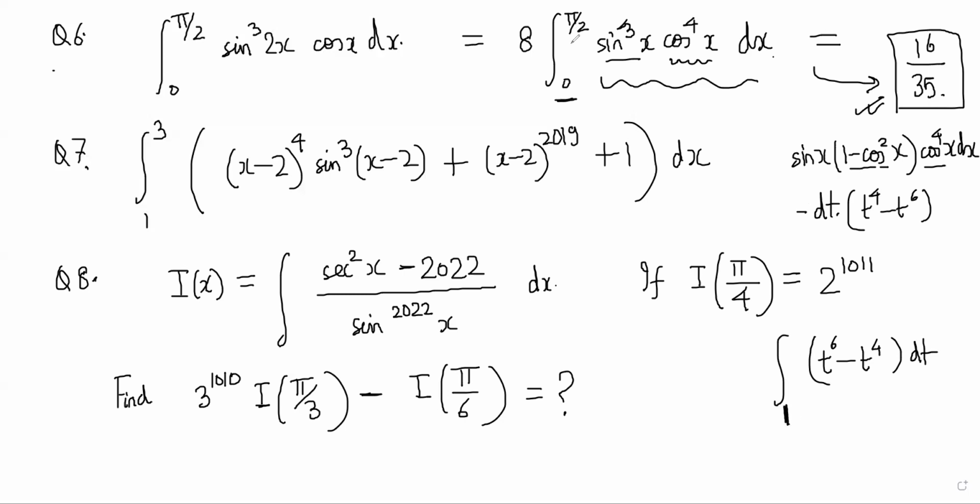Okay. When x is pi by 2, cos pi by 2 is 0, right? Yes, sir. So here 0 upper limit has changed, right? Yes, sir. So this is becoming t power 7 by 7 minus t power 5 by 5, right? Correct? Yes, sir. It is coming indirectly. It is coming well. When you put 0, it is 0 and then minus 1 by 7 plus 1 by 5, right?